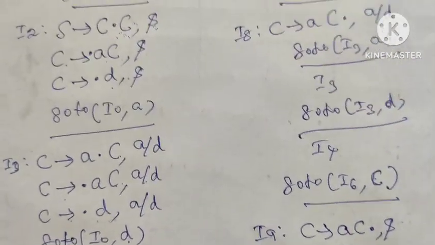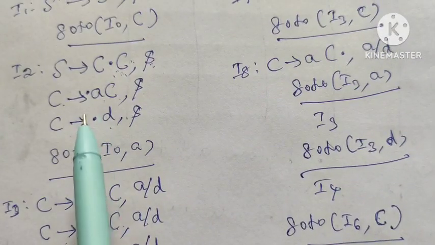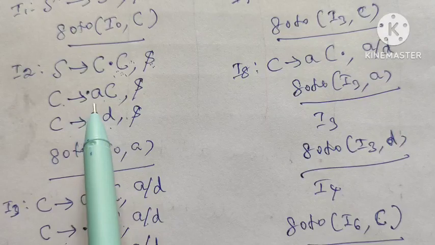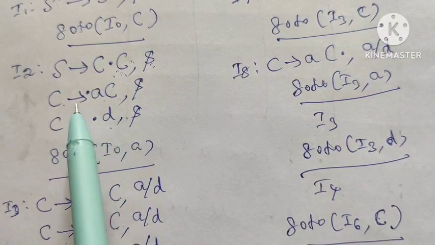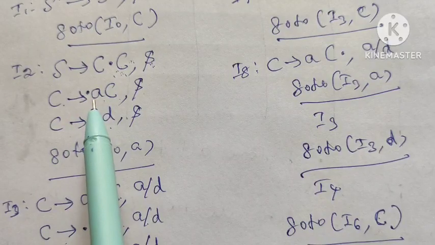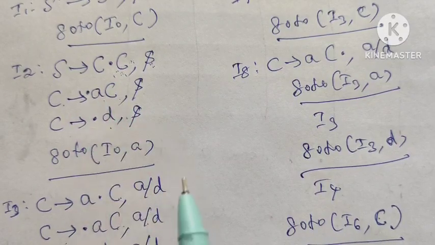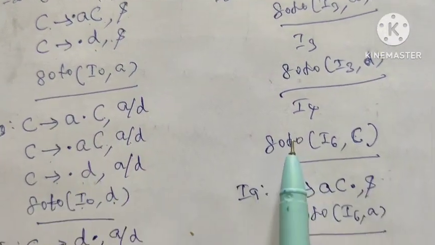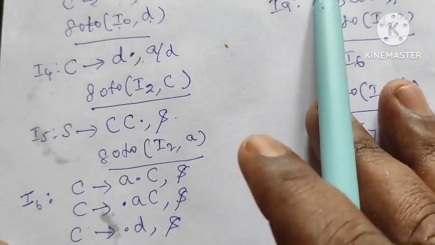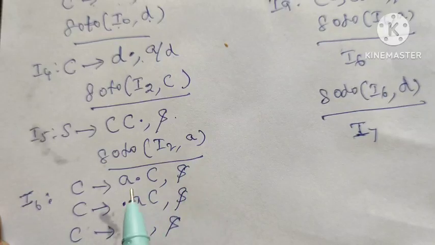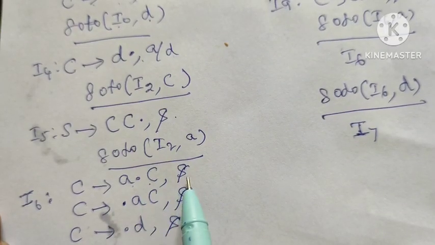Now again we go for item set 2. In item set 2 we have C tends to dot AC. So go to of I2 comma A. Okay. So it will become C tends to A dot C. Okay. Now we will go for I2 comma A. So I2 comma A, C tends to A dot C, dollar.